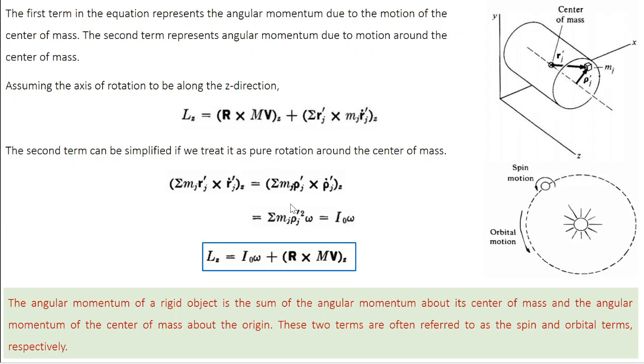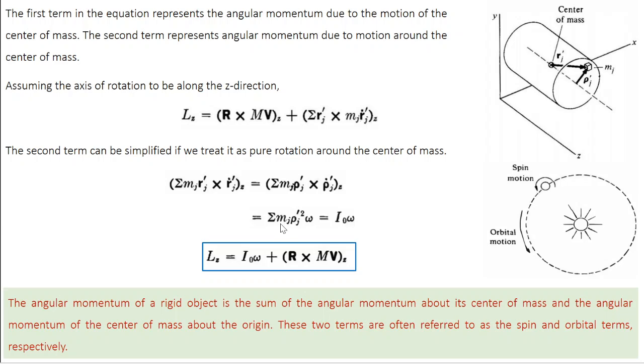So this is going to be summation over j mj rho j prime into rho j prime dot. And rho j prime dot is the linear velocity. In the case of pure rotation, I know how to convert linear velocity into angular velocity: linear velocity equals radius multiplied by angular velocity. So rho j prime dot is nothing but radius rho j multiplied by angular velocity omega. So the second term gets simplified as summation over j mj rho j prime squared into omega.